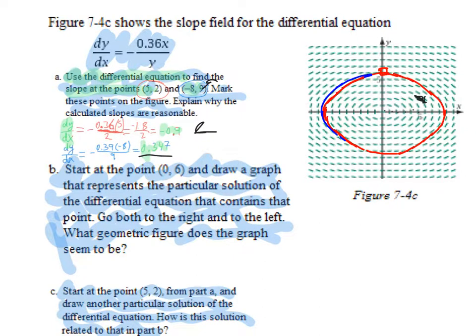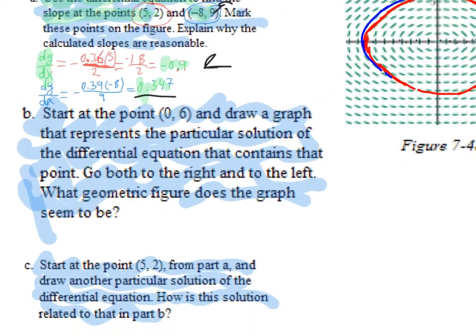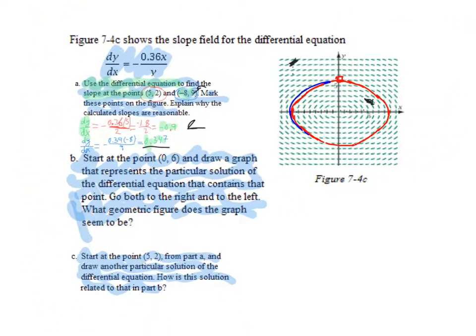So negative 8. 1, 2, 3, 4, 5, 6, 7, 8. And we're going to go up 9. 1, 2, 3, 4, 5, 6, 7, 9. Okay, I'm going to guess it's right here. They all pretty much look the same at this point. Yeah, I have a positive slope, and a positive slope is like a half. So they're both very reasonable. They look like the field line suggests.